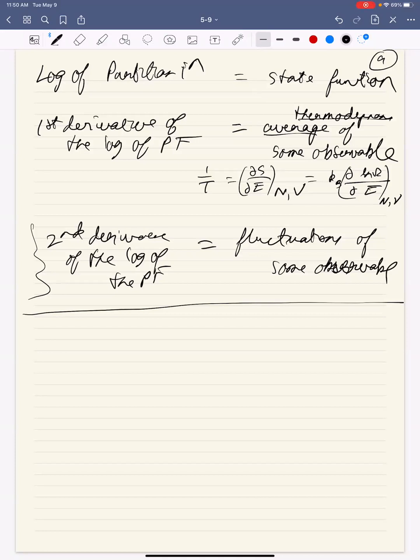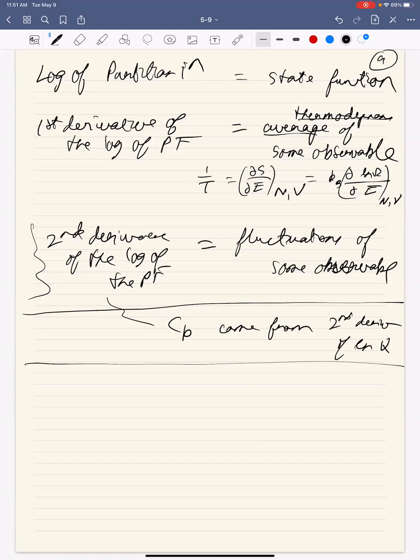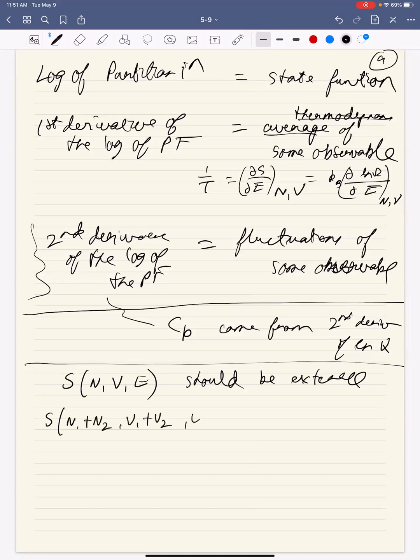Energy is fixed. And we looked at these examples of second derivatives. The first one was the heat capacity, which came from the second derivative of ln Q. Remember? And why did we use log for the partition function? Because we wanted our entropy S(N,V,E) to be extensive. So if you have two systems, S(N1+N2, V1+V2, E1+E2), and they are independent, then this should be S(N1,V1,E1) plus S(N2,V2,E2). And we showed that log is the only function that has this property, right?